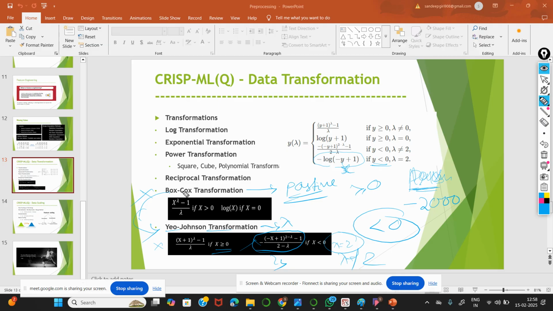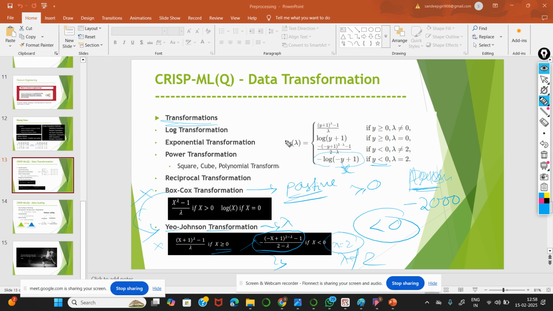The only thing you need to remember is when to use Box-Cox and when to use Yeo-Johnson. If you have negative data, go for Yeo-Johnson. If you have positive data, you can go for Box-Cox or Yeo-Johnson. It is completely up to you. Ultimately, you need to get your data transformed into a normal form. That should be your goal.